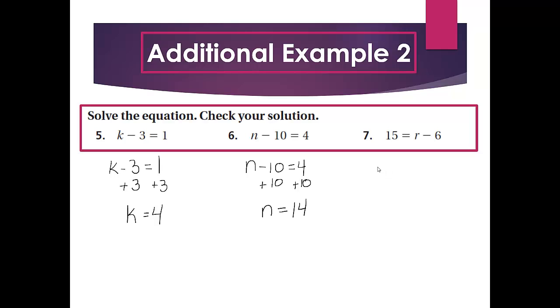And now for number 7, we have 15 equals r minus 6. We want to undo this subtraction, so we will add 6 to each side. 15 plus 6 is 21, so we have that 21 equals r. I can substitute this back in and see that 21 minus 6 is 15.